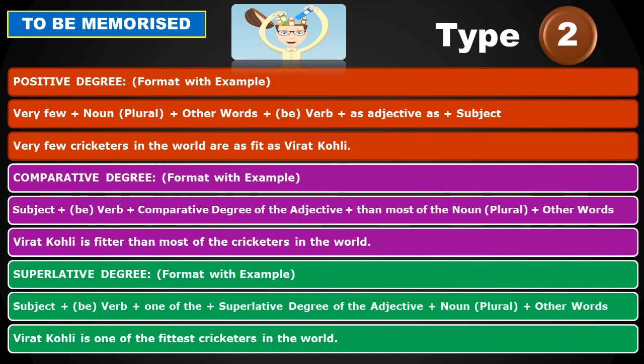And you see, the chapter degrees of comparison does not finish here. But for class 8 you learn up to this much. You just remember these two formats, the format that starts with no other and the format that starts with very few. If you remember this, degrees of comparison won't be a problem for you.